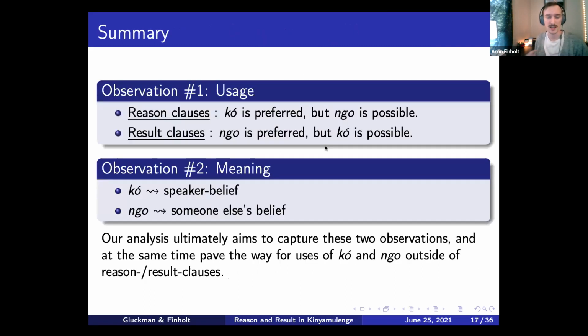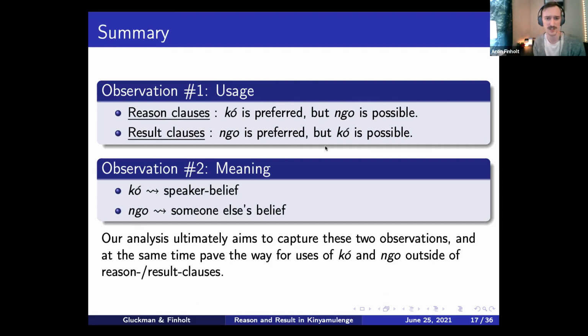Okay, so in summary, we have 2 different observations on this data. The first being that reason and result clauses differ in the particular complementizers that they prefer, despite being able to use either complementizer, co or ngo. Specifically, reason clauses seem to default to the complementizer co, though again, ngo is possible, it just yields a particular reading, whereas result clauses instead prefer the complementizer ngo, though again, co is possible, particularly in contexts where there isn't a volitional event participant in the main clause.